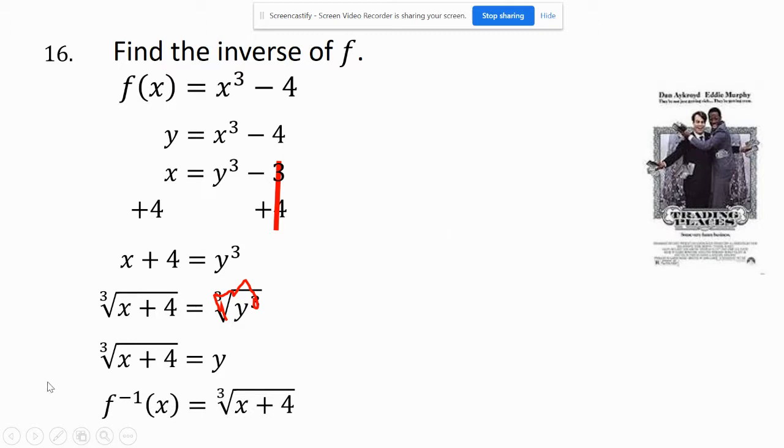Oh, but don't forget to write the inverse function to be like that, because that's the symbol for inverse function.